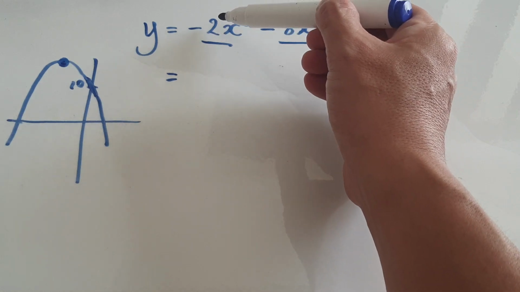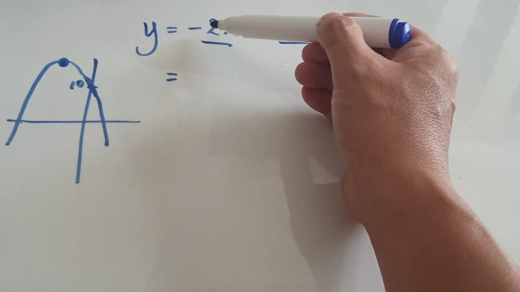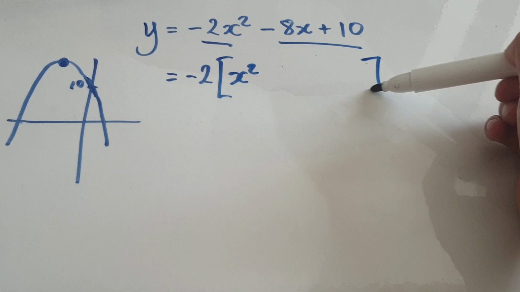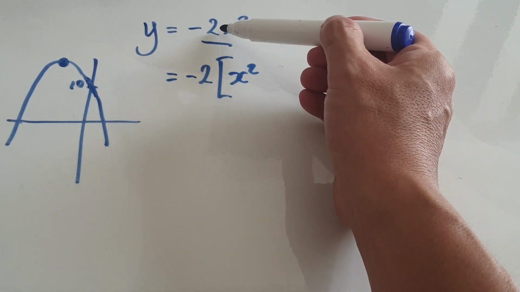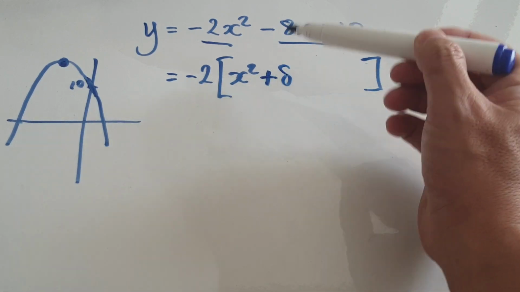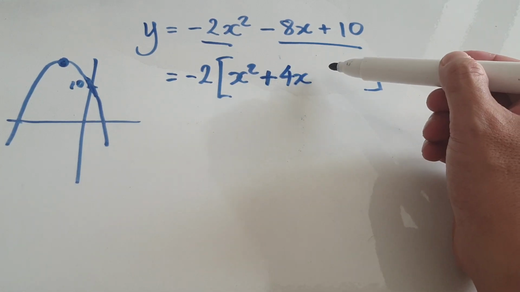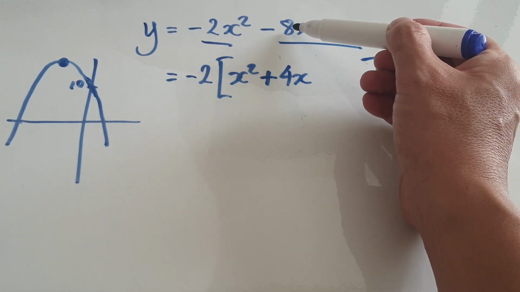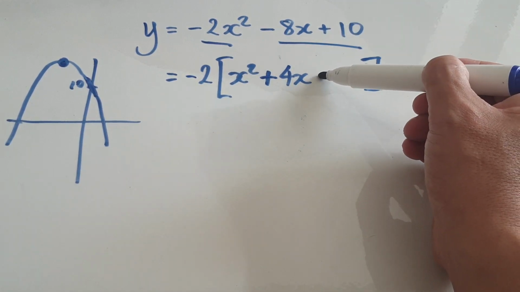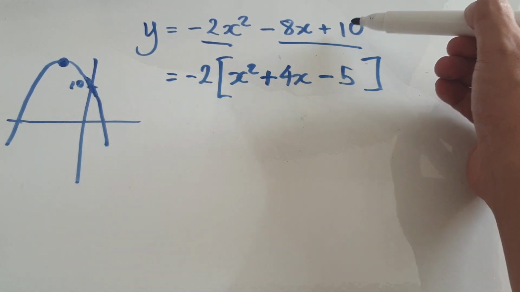So the first thing is we want the coefficient of x squared to be +1. So factor out the -2. This times this will give you negative x squared. And then to get the negative, this would be a plus 4x, half of 8, because this times this will then give you negative 8x. And then we want a positive here, so this must be a -5, because -2 times -5 will give you +10.